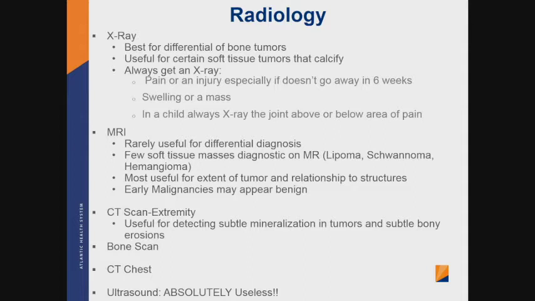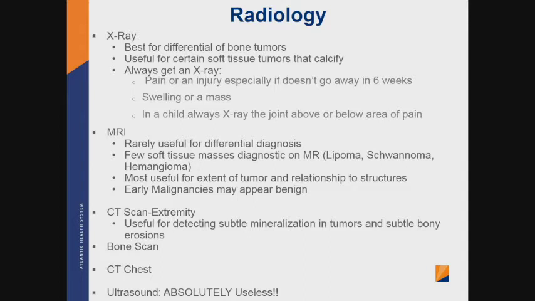MRI is most useful for determining the extent of the tumor and helping us plan our surgeries when we're going to do limb-sparing surgeries versus an amputation. CT scans are useful for detecting subtle mineralization in tumors or subtle bony erosions. And why that's helpful is that it helps us categorize the tumor into different categories and diagnose or come up with a differential diagnosis as to what it is.